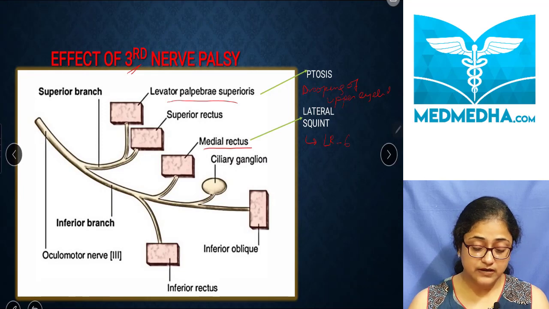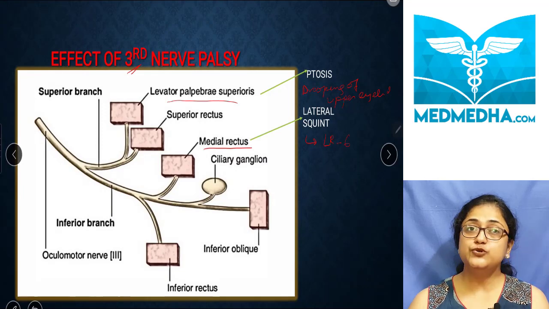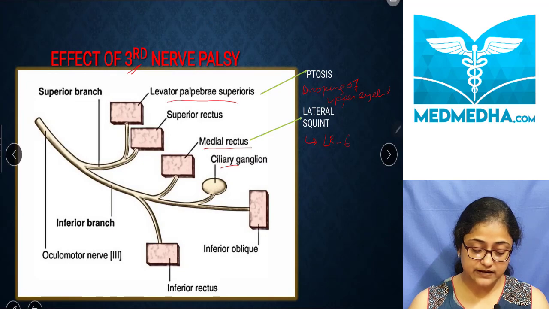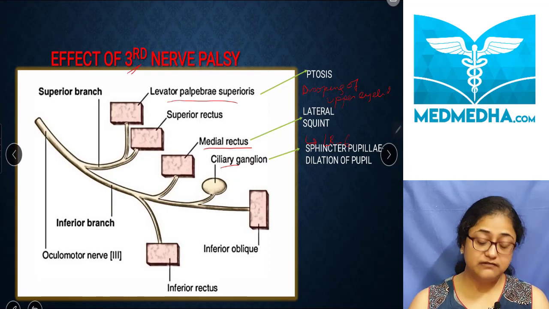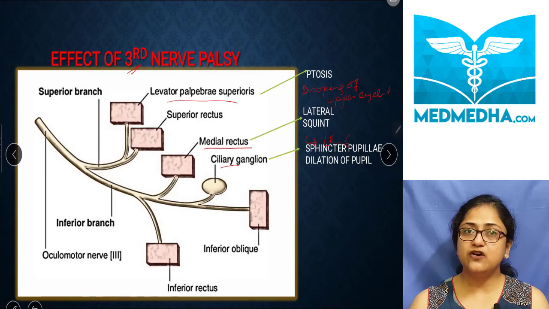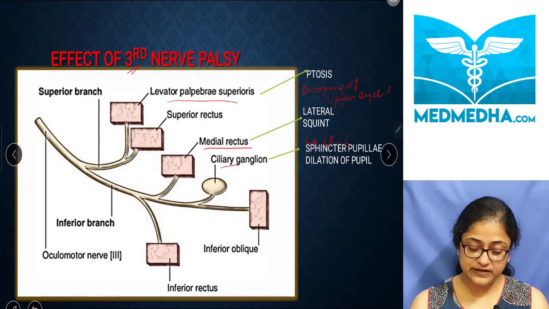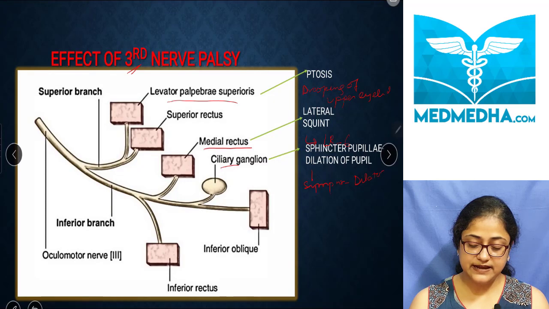Now, the next feature. We said that the branch to the inferior oblique, through the ciliary ganglion and the short ciliary nerve, supplies two muscles. One is the sphincter pupillae. The name suggests it helps in constriction of the pupil. So, in third nerve palsy, the constriction of the pupil will not take place. What happens is that the dilator pupillae, which is supplied by the sympathetic nerve, will dilate the pupil.